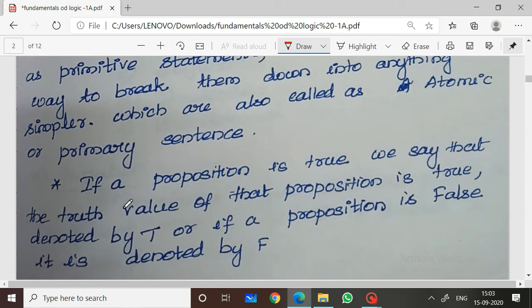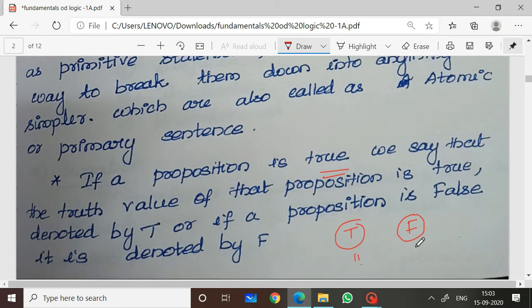Now, if a proposition is true, we can say that the truth value is denoted by the symbol T, and if a proposition is false, the truth value is denoted by the notation F. Sometimes, in some cases, the truth value true is equal to 1 and the false value is equal to 0. This is for the true case and this is for the false case.